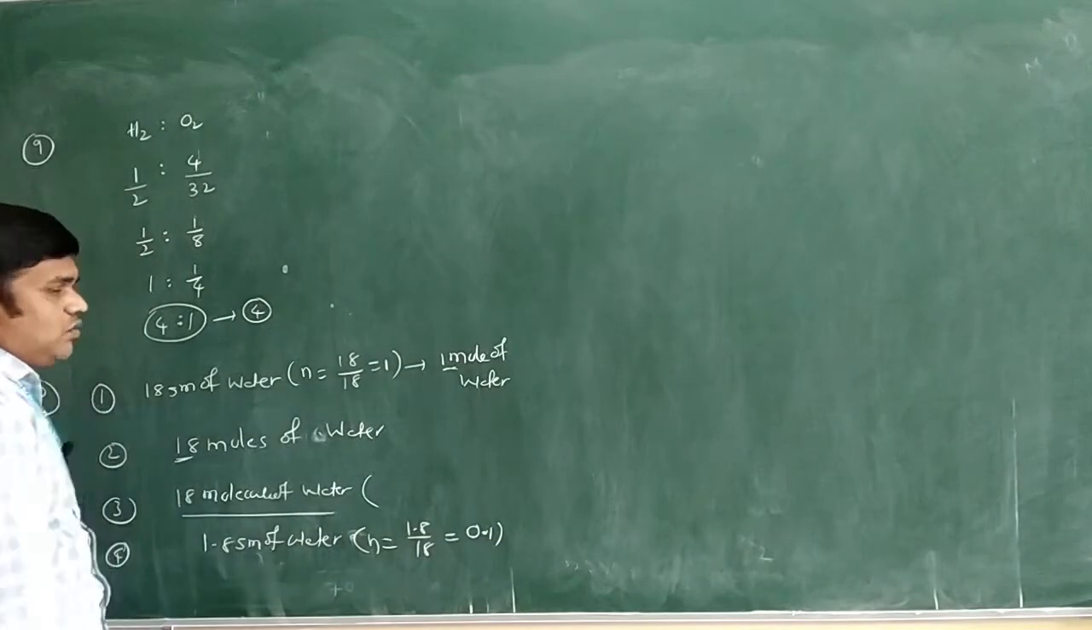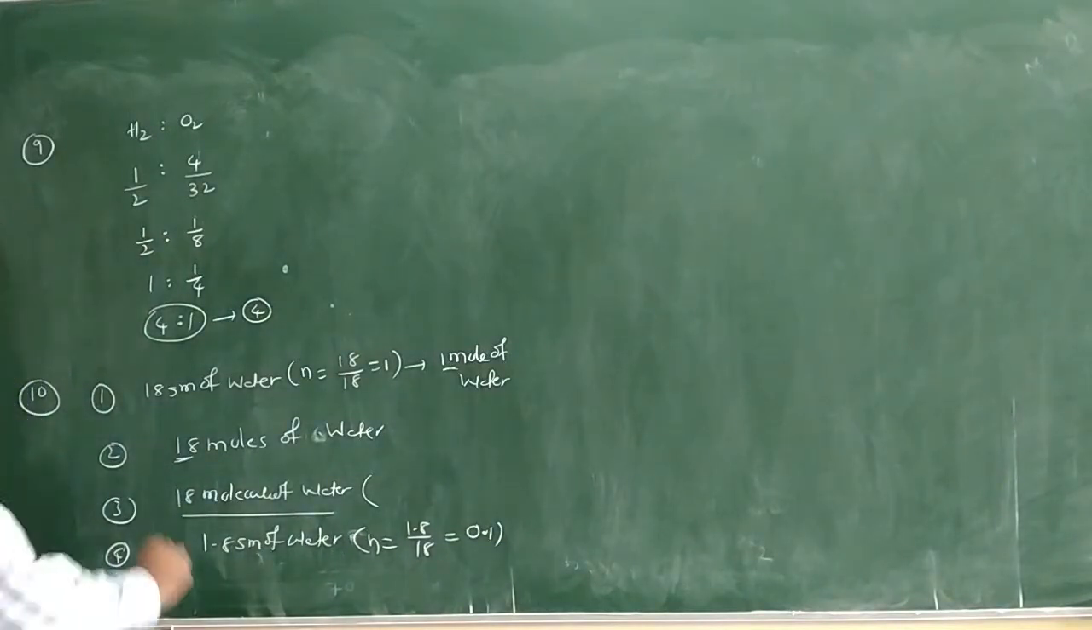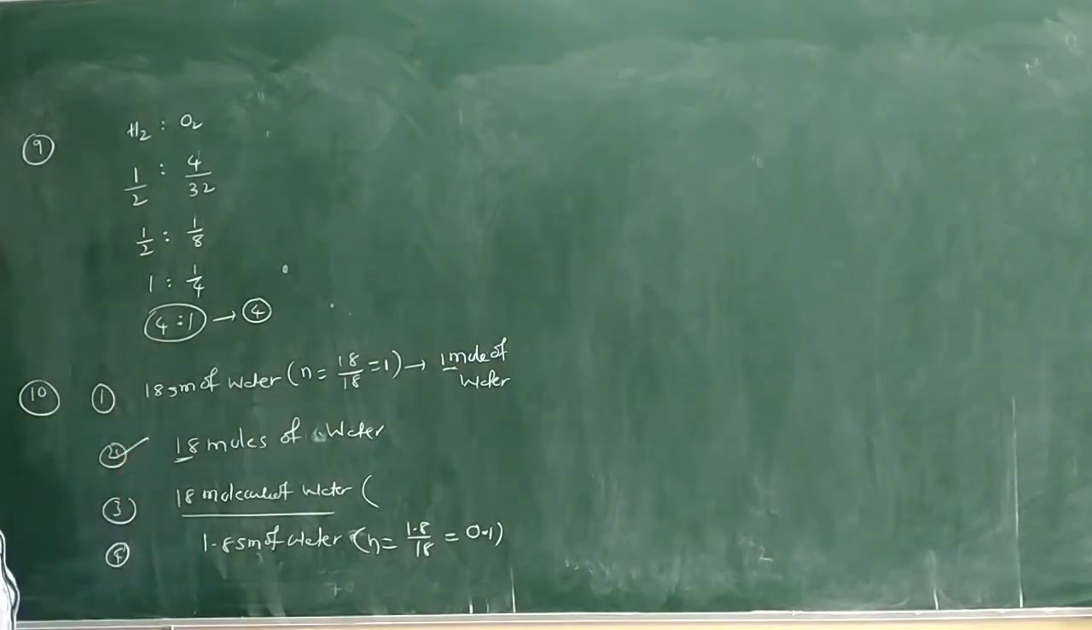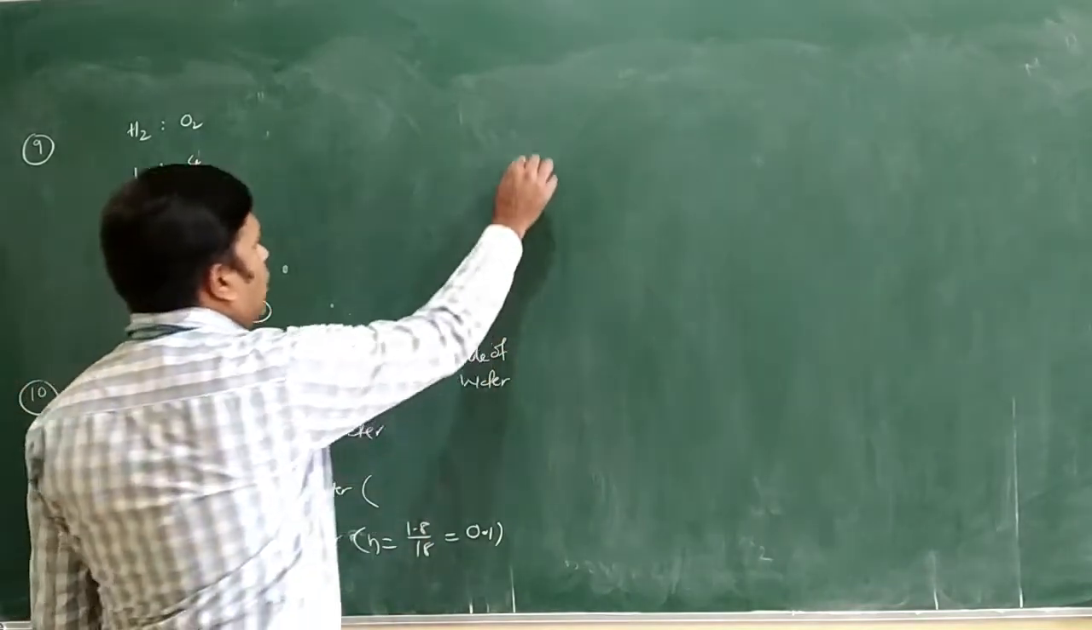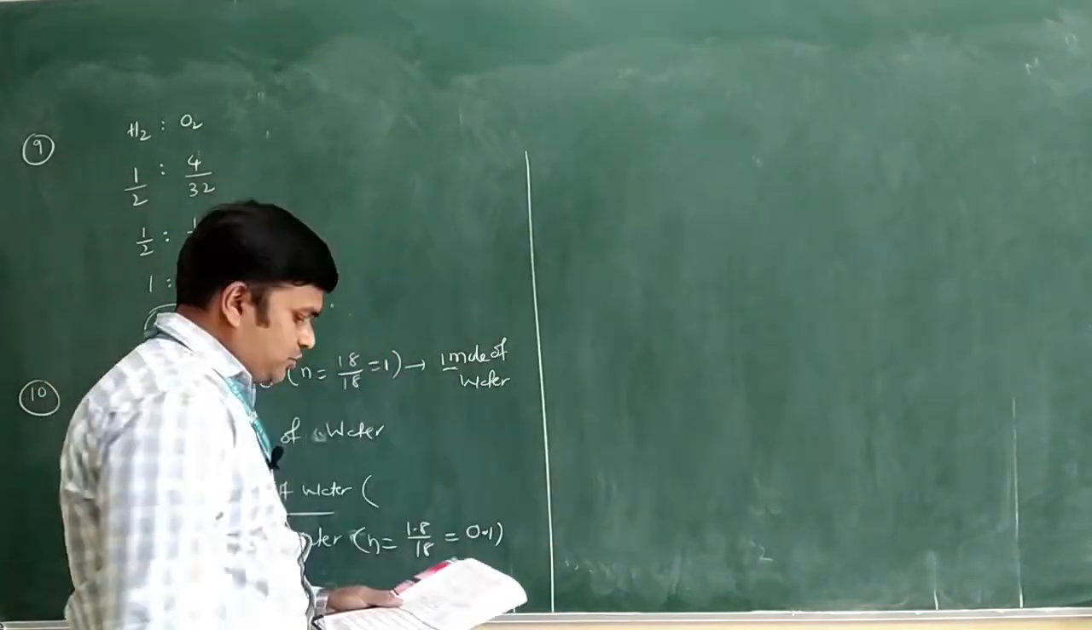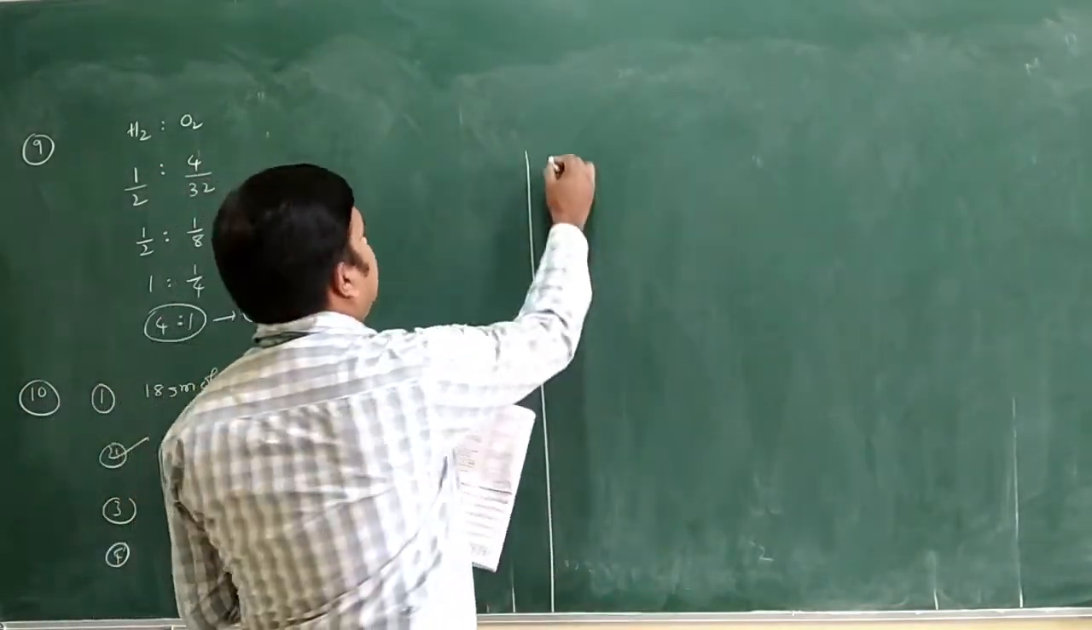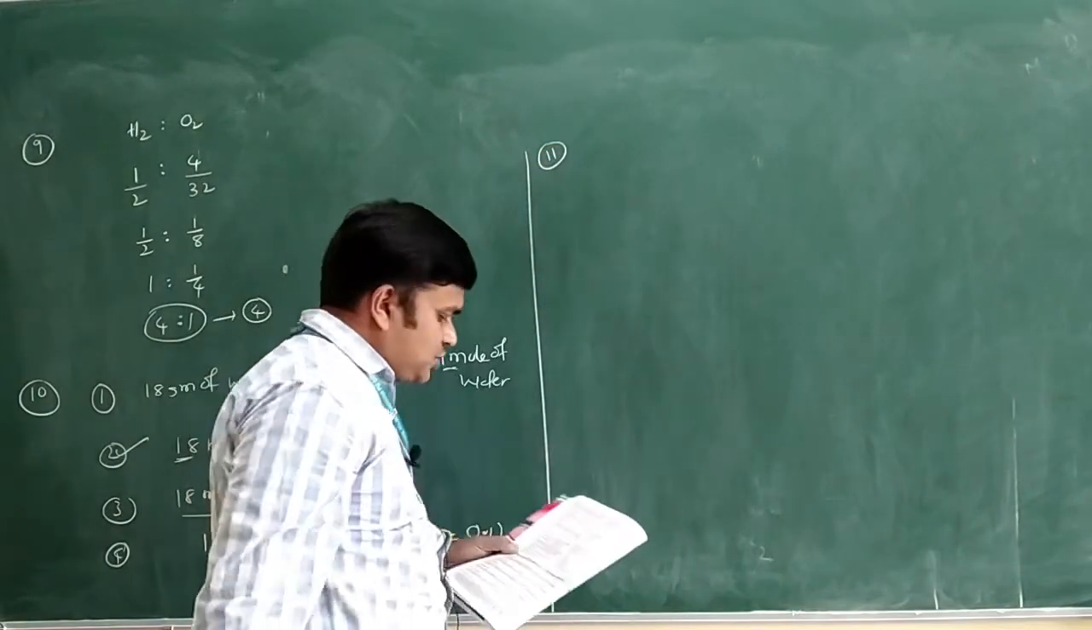18 molecules of water means you will get 1 mole only. So what is the answer for this question? 18 moles of water is the answer for this question only. This is question number 10. See the next question, question number 11 here.